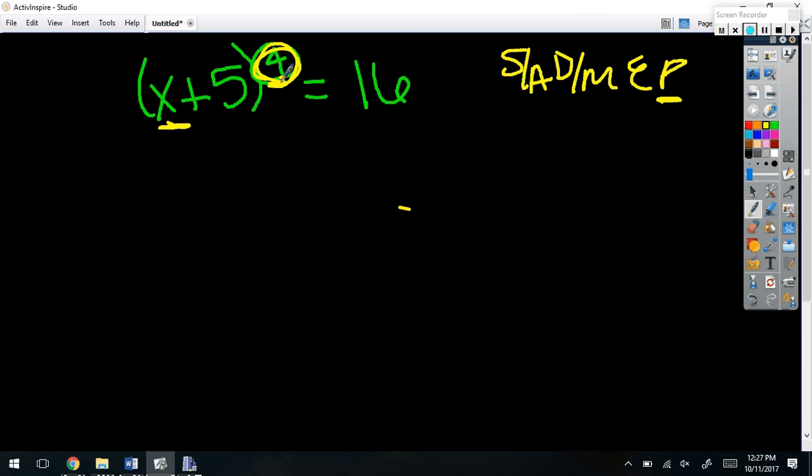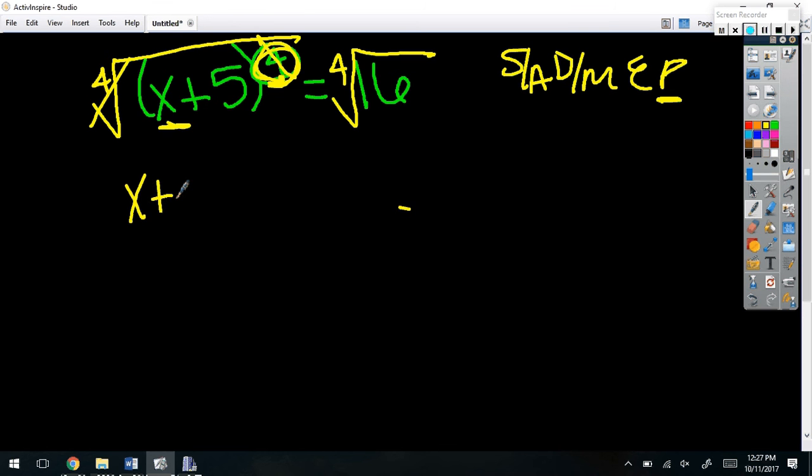So to get rid of an exponent of 4, what do I do? 4th root. Right? Some of y'all are saying square root, but 4th root. Now here's where you have to really think back to those radical skills you had. I got x plus 5 equals what? What's the 4th root of 16? 2, or plus or minus 2, right? Because it's an even root.